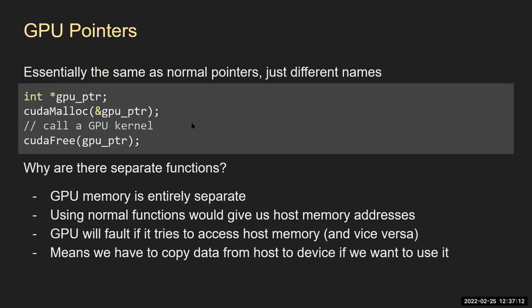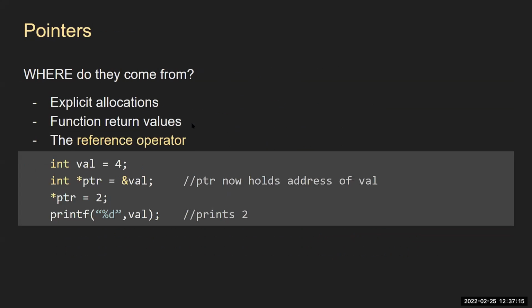Then do we have function return values? No, because I didn't define a function here. All this is saying is you can define a function that returns an integer pointer type, just like it returns an integer or string or whatever it is. You can define functions that return pointers. Okay, thank you.